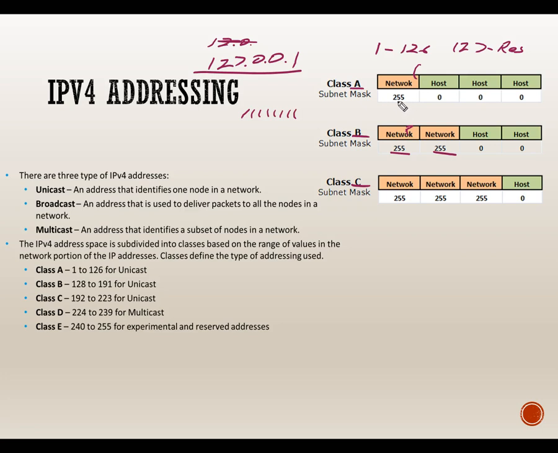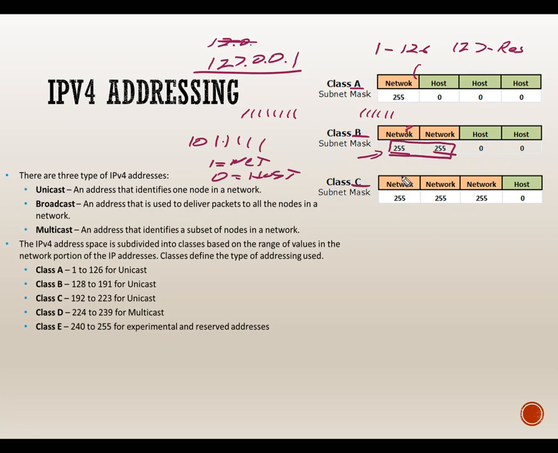Once we start with ones in the subnet mask, they have to be contiguous ones until we get to the end. We cannot mix. A subnet mask can't look like that. It has to have all ones, and then once it gets to zeros, it's all zeros. So every part of the subnet mask that is ones is network, and every part that's zero is host. So we have a network portion and a host portion.